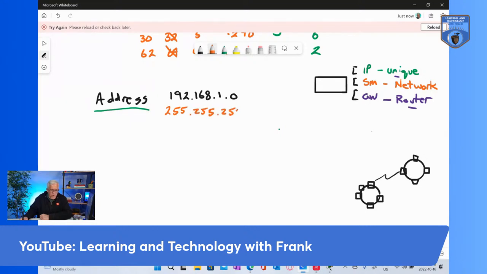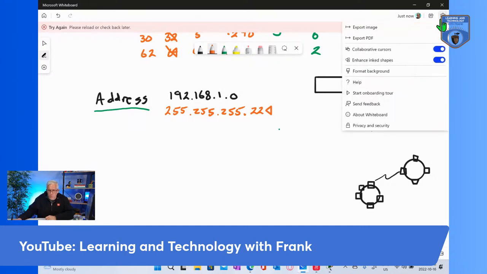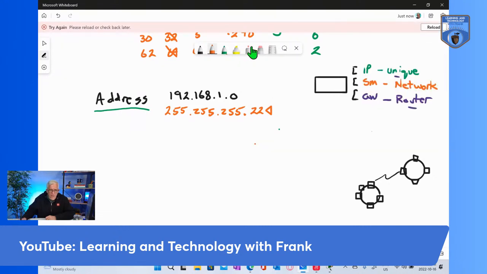Okay. So let's take the subnet mask here of 255. I have no control over those first three octets. And then I'll use the mask of 224. It's a good one. So we'll do 224. So we know from the magic chart above that with 224, I'm going to have to get used to writing my fours. You know what? I'll just go in to my whiteboard here and I'll say, let's not enhance the ink shapes.